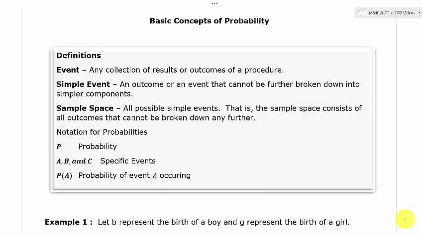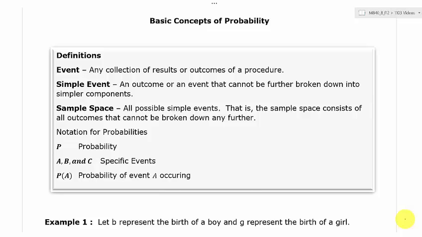Hello, this is the first of two videos that we're going to be talking about basic concepts of probability. So the very first thing that we want to talk about are some definitions. The first definition is for an event. So this is any collection of results or outcomes of a procedure.